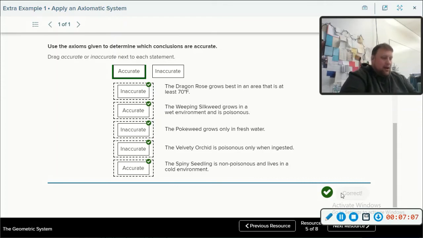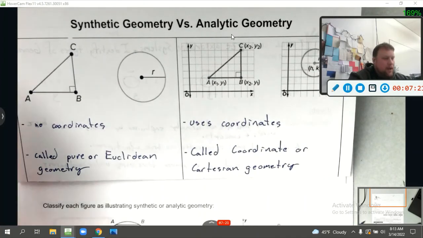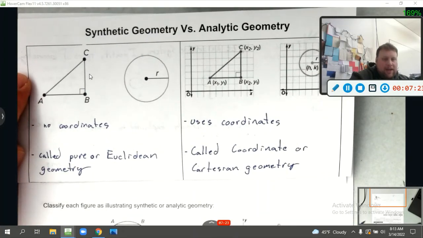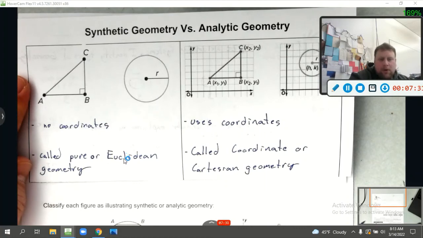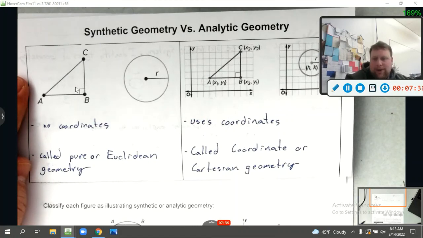We're going to go back here, and we're going to talk about the different types of geometry. Okay, we're going to talk about synthetic versus analytic geometry. Over here on the left, we have the synthetic. Notice that these are just shapes, no coordinates. Go ahead and write that down. It's also called pure or Euclidean geometry. So if you ever hear me say the words Euclidean geometry, I'm talking about no coordinates. We're just talking about the shapes themselves. That's why it's called pure geometry. Geometry is the study of shapes.